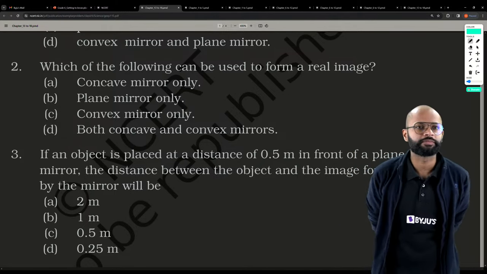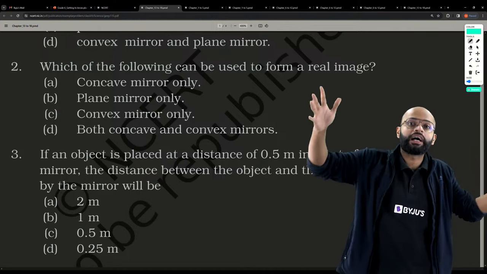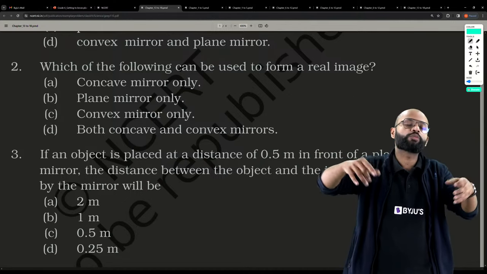Answers, people. Come on. What is magnified? Matlab enlarged. Bada. Agar image bada hoga na object se, usko bolte hain magnified.